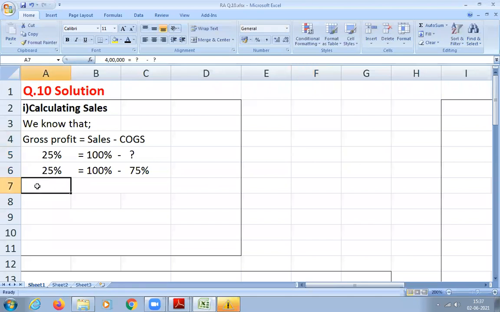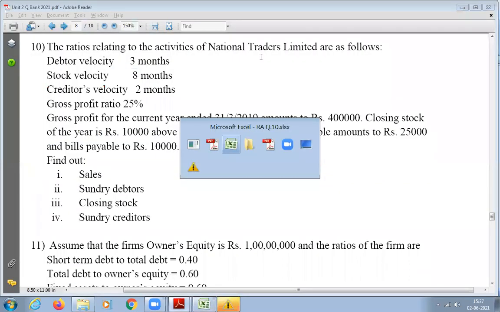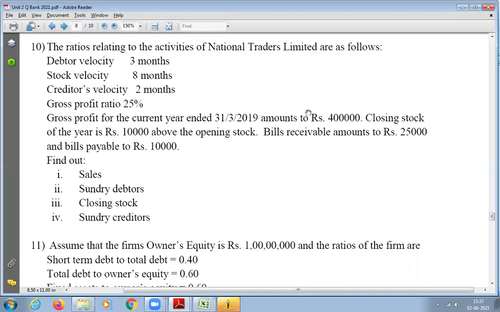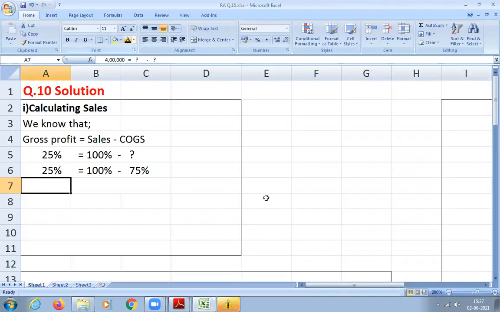And in this, there are three variables. One is gross profit, one is sales, one is COGS. If I know any one of them, the remaining ones we can calculate by cross multiplying. And we already know gross profit is 4 lakhs. I don't know how much is sales, and I don't know how much is cost of goods sold. We will just cross multiply. So how do you cross multiply?